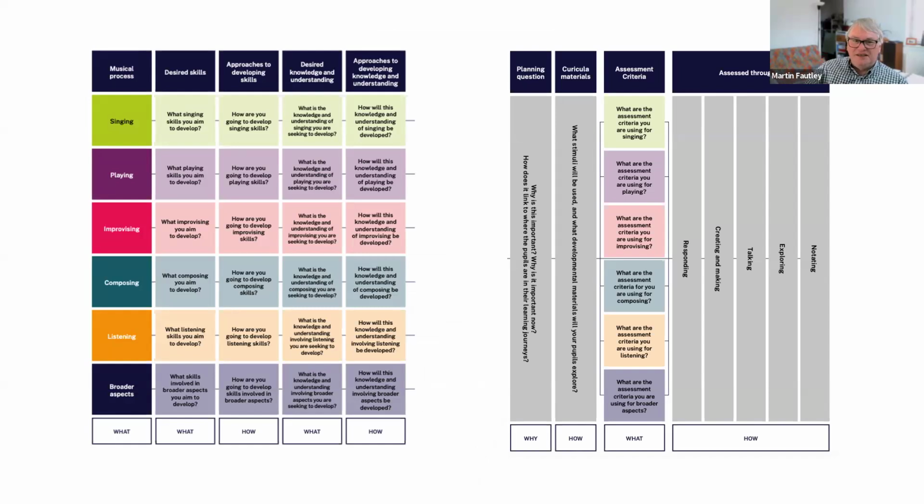But what this slide is, holds booklet up to camera, is the central part of the PDF that you can download that contains the materials which the ISM Trust have so kindly produced. So what this is doing is taking apart, down the left, the different colour boxes of musical processes: singing, playing, improvising, composing, listening, and the broader aspects. And then across the top, it asks you questions.